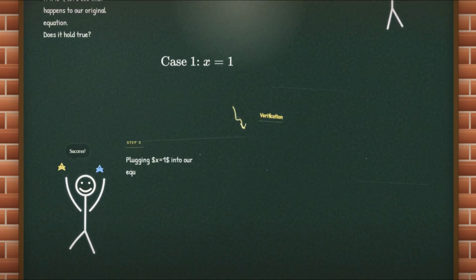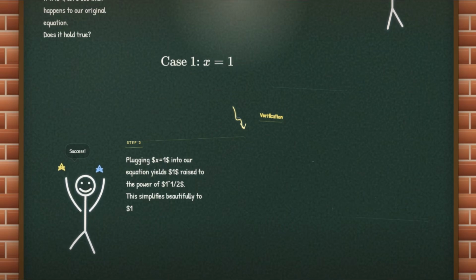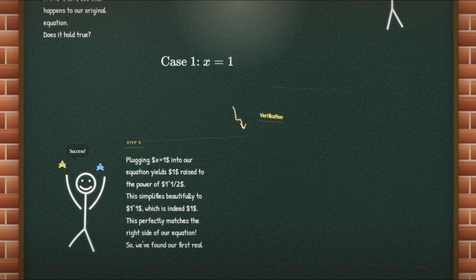Plugging x equals 1 into our equation yields 1 raised to the power of 1 to the 1/2. This simplifies beautifully to 1 to the 1, which is indeed 1. This perfectly matches the right side of our equation. So we found our first real solution.